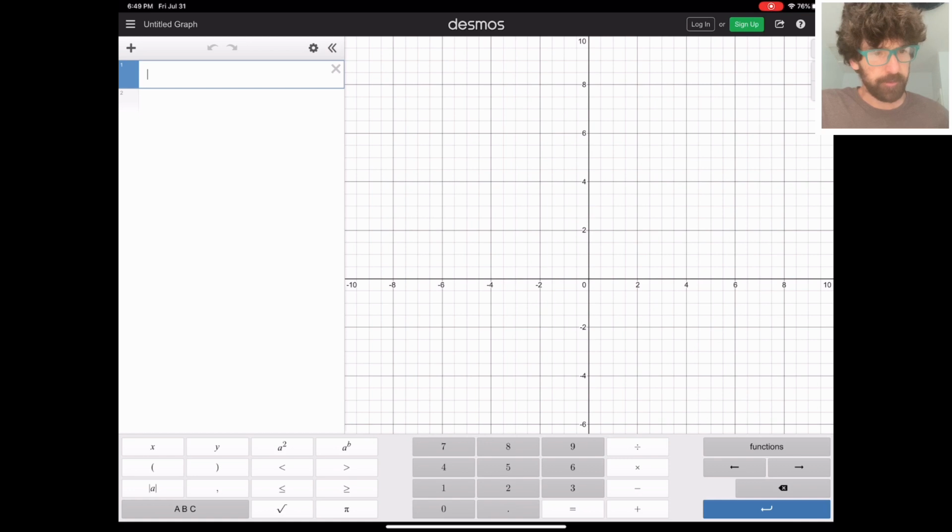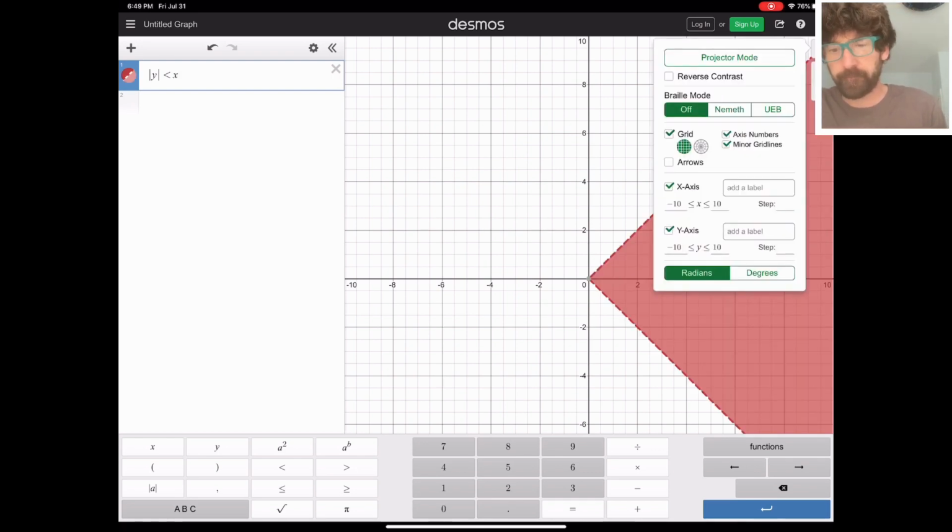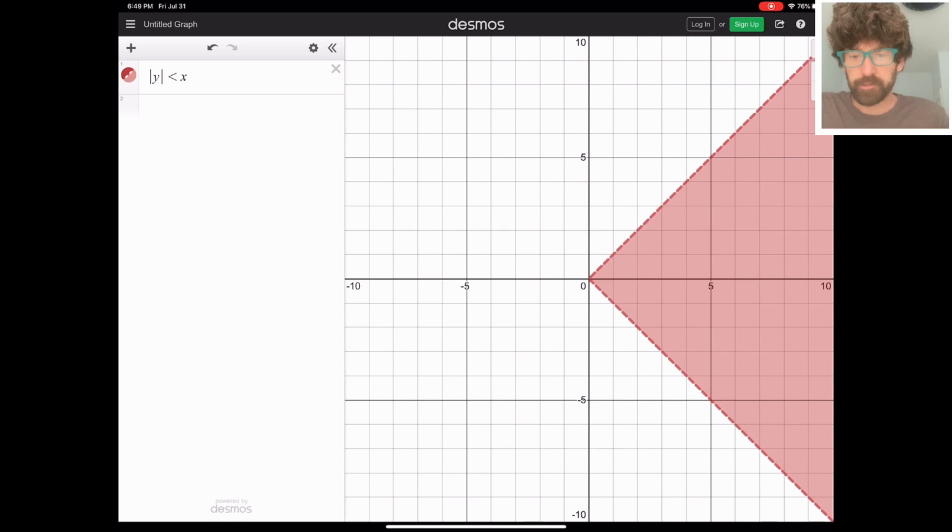And so I'm going to enter the absolute value of y is less than x. And it looks like we did okay. It looks like Desmos agrees with the work we did to get the triangular region that we got.